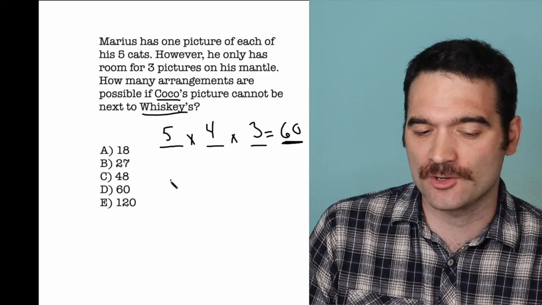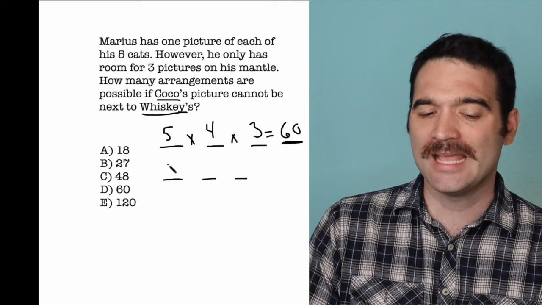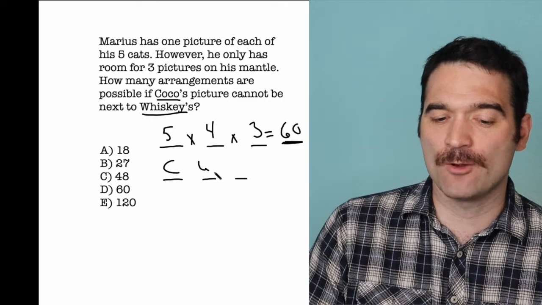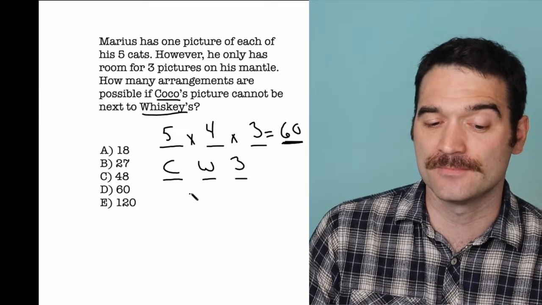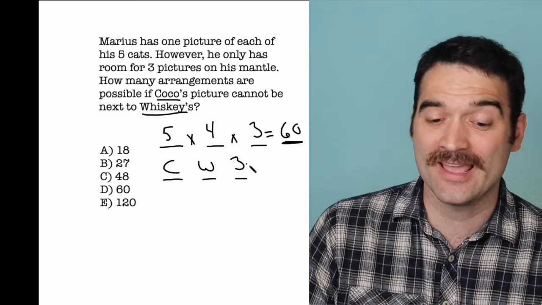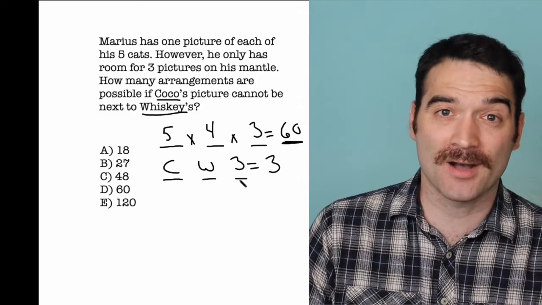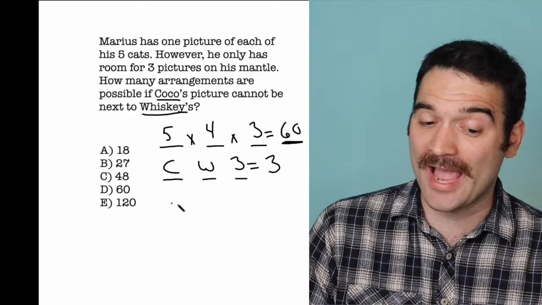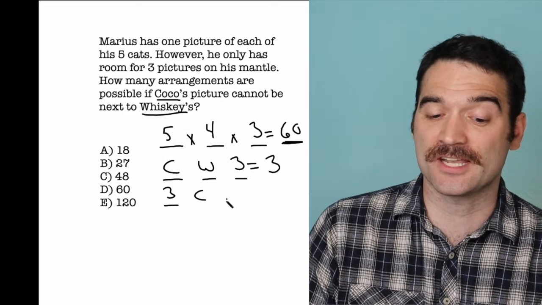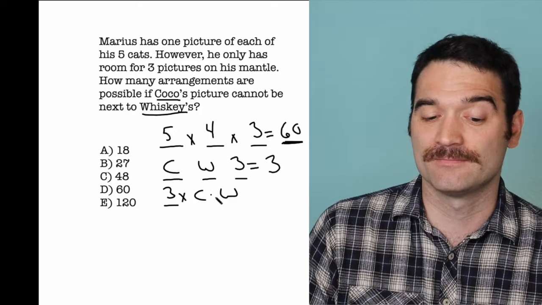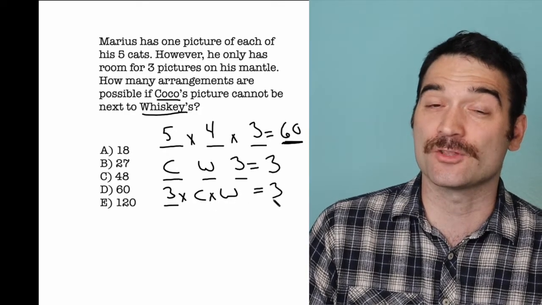Well, let's consider this. I'm going to draw my 3 spots again. I could have Coco in the first spot and Whiskey in the second spot. And then there are 3 more cats to choose from. So 1, 1, and 3. That's a total of 3 possible outcomes. I could also have 3 of the cats in the first spot, and then Coco in the second spot, and Whiskey in the third spot. 3, 1, and 1, that again is 3.